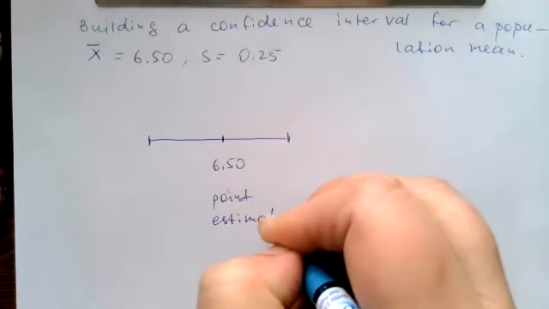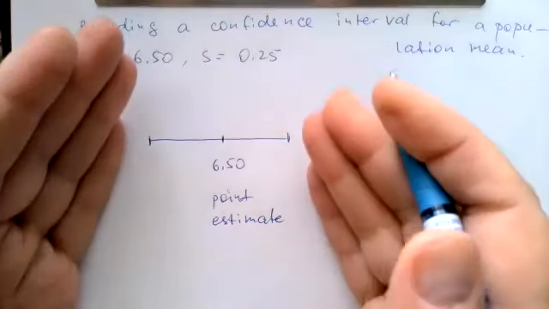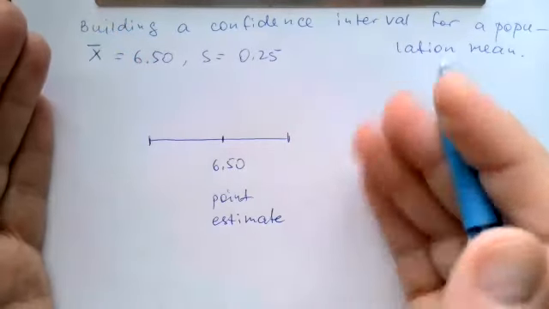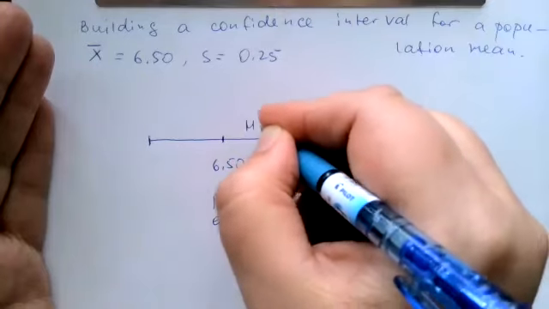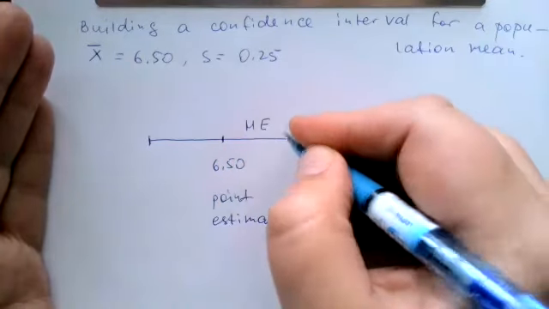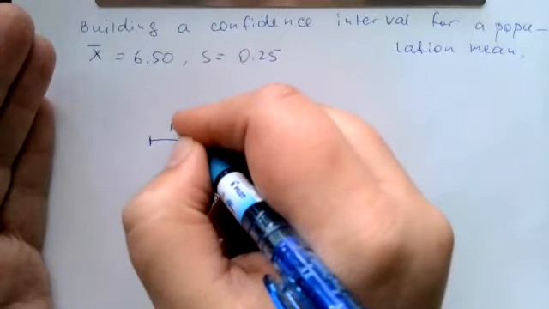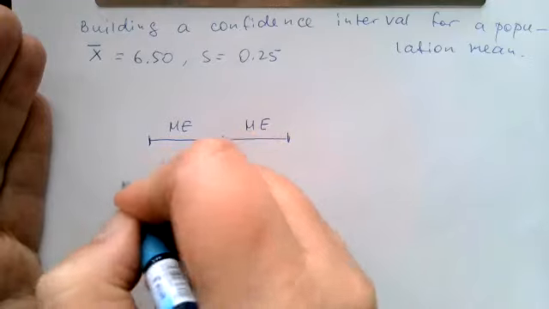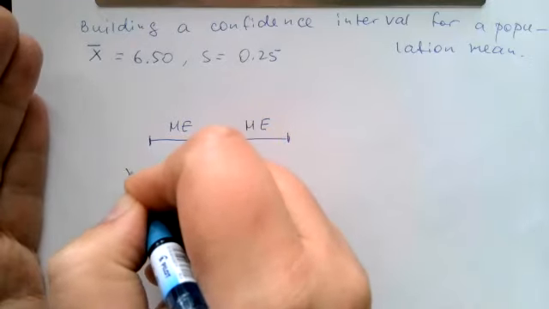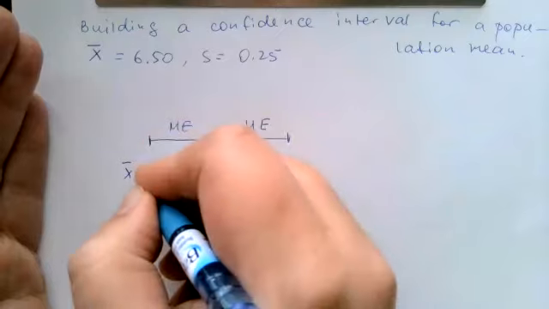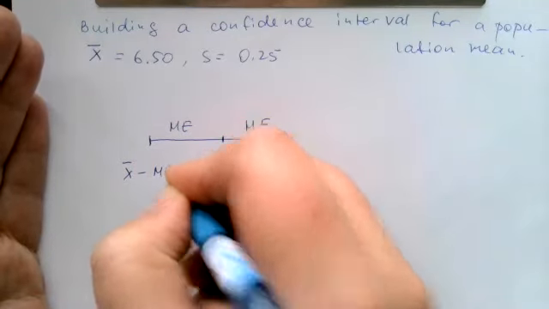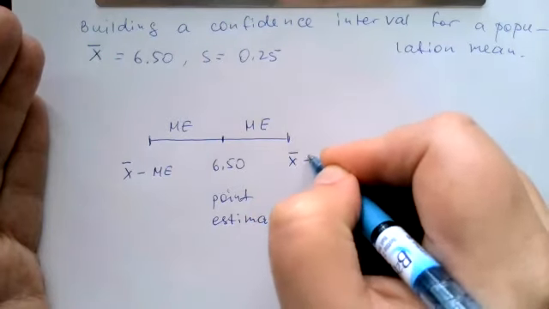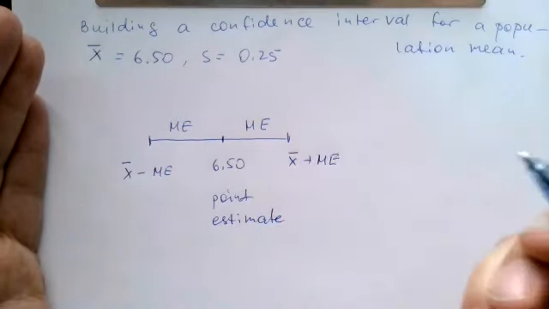And then we want to give some wiggle room, so to speak. We're going to call this margin of error. So we have a margin of error to the right and a margin of error to the left. This side of the interval is going to be our point estimate minus some margin of error, and at this end of the interval we're going to have our point estimate plus some margin of error.